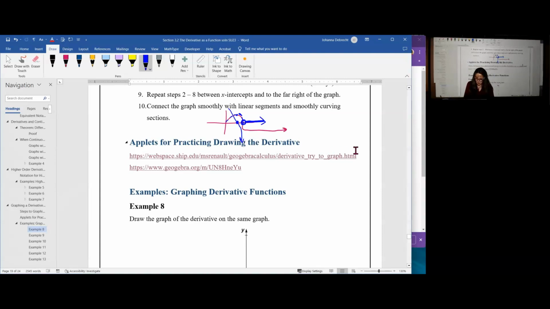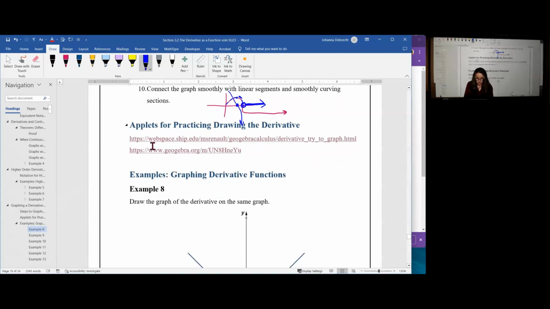Let's now practice what we're doing. There are two different applets. I'll pause here for a moment if you want to, and make sure that you get the two written down. I put them in here so you can figure out what the links actually are.